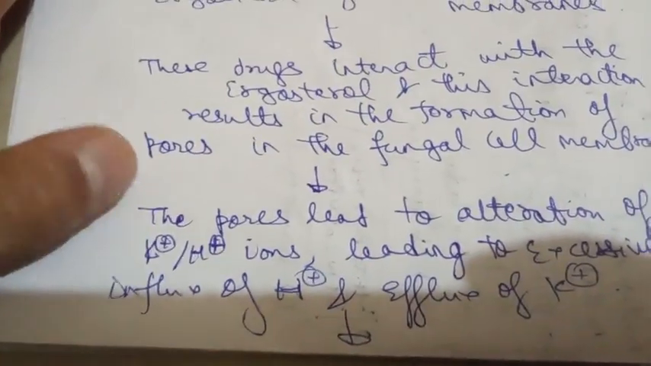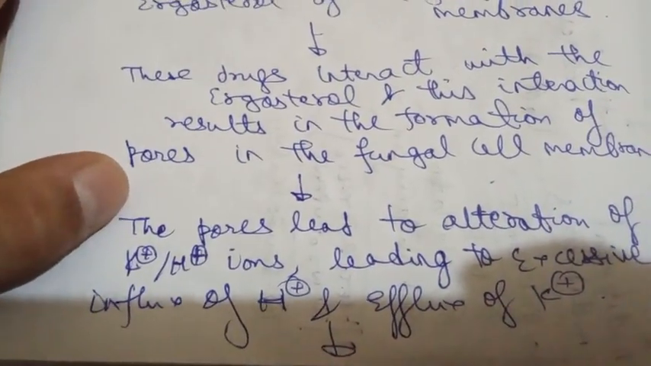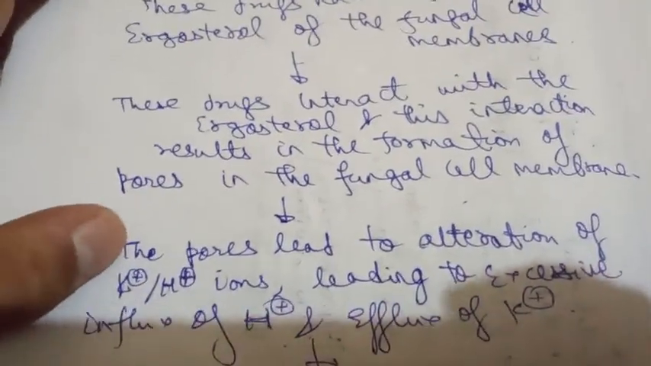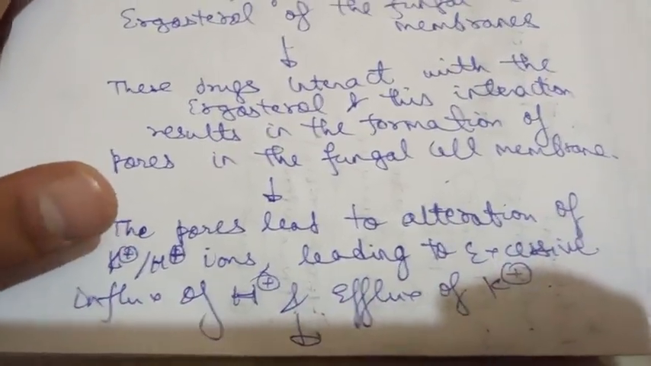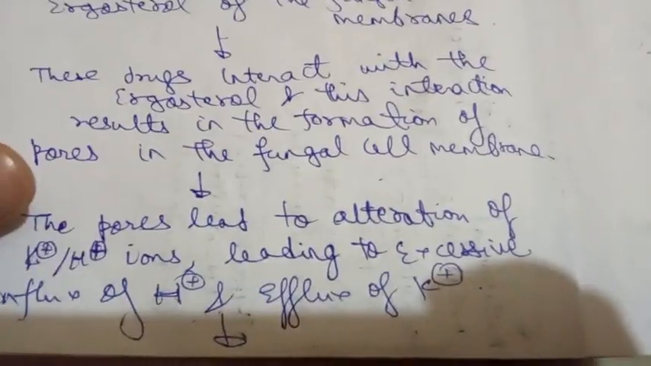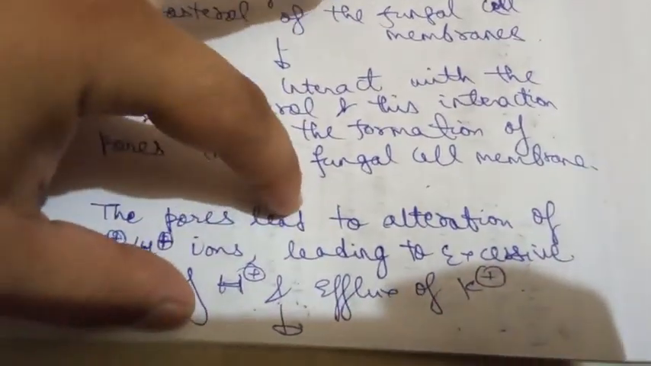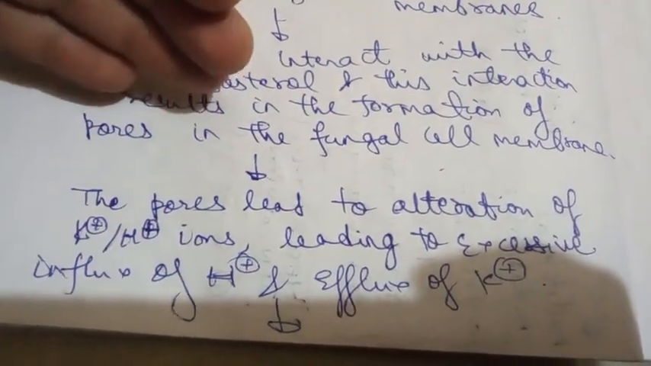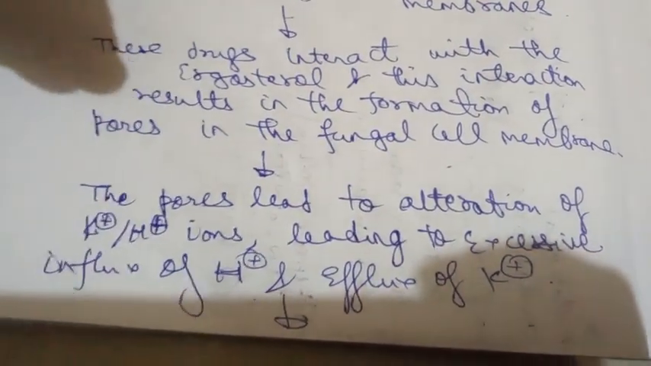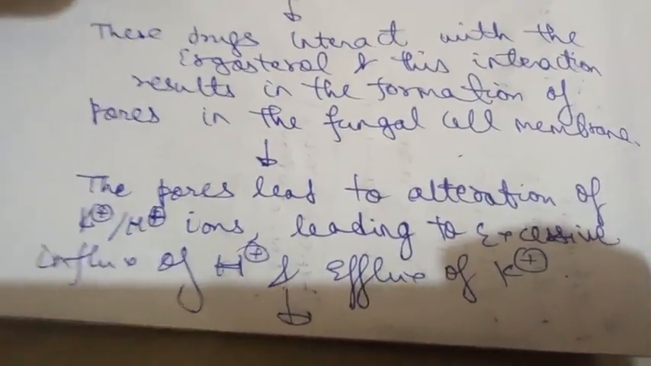First, there will be leakage of important nutrients from the fungal cell. And second, these pores will lead to the alteration of potassium and hydrogen ions, leading to excessive influx of hydrogen and efflux of potassium ion. This point is simply saying that there will be excessive influx of hydrogen ions and efflux of potassium ion because pores have been formed, or the cell membrane of the fungus has been damaged.